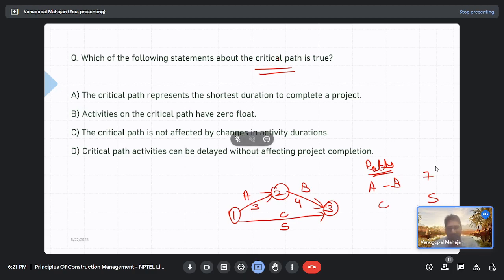So what do you think about option A now? The critical path represents the shortest duration to complete the project. Longest, AB. So I would request you guys to just forget the shortest and longest path. What is given here is to complete the project. This is the whole project. Can you complete the project in 8 days? If you have been given 8 days, can you complete the project?